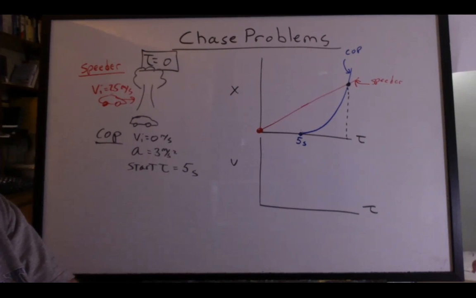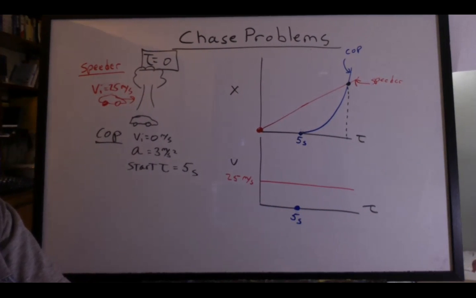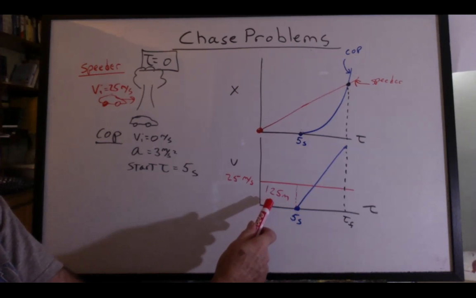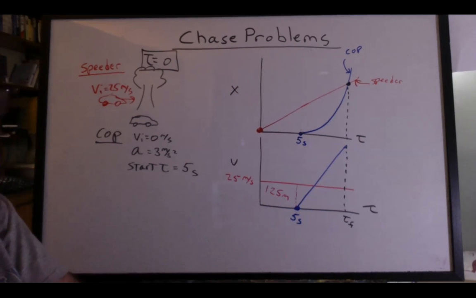How about the velocity graph? The speeder's still doing 25 meters per second from the start, but the cop doesn't start for 5 seconds. Now from here, you get to see the whole picture. Now you can see the 125 meter head start that the speeder had.